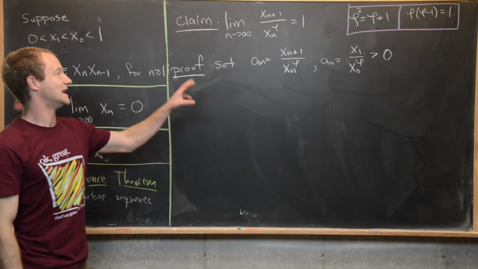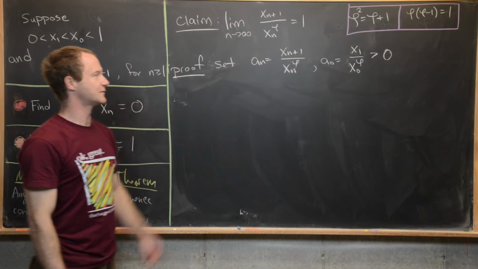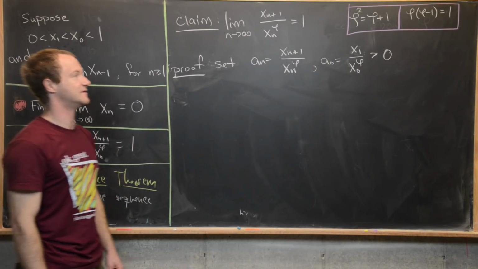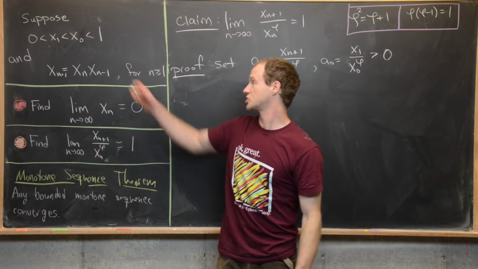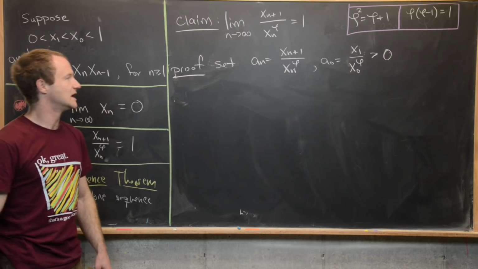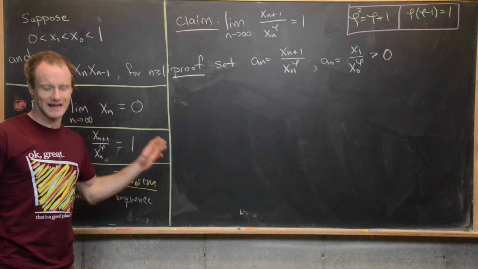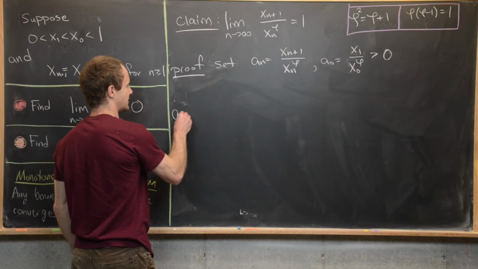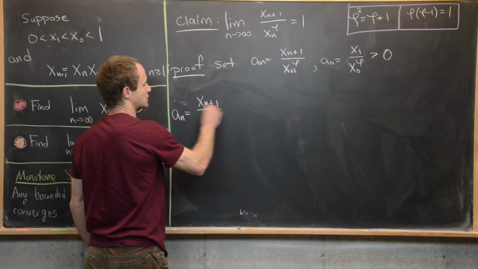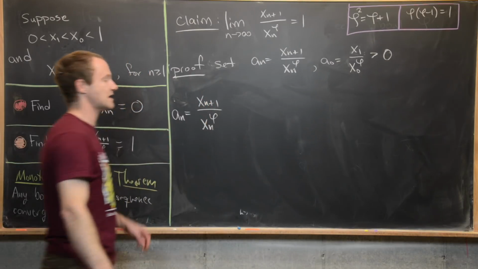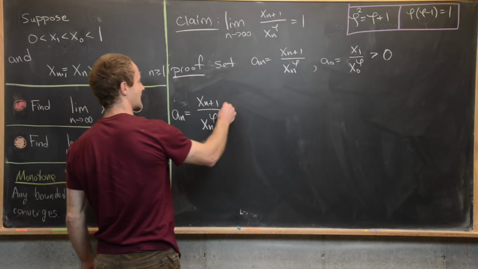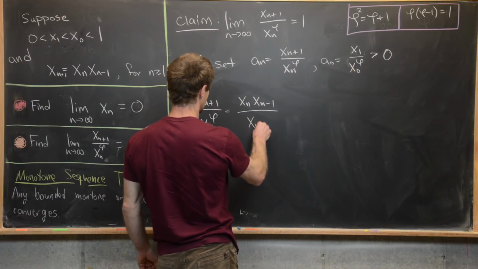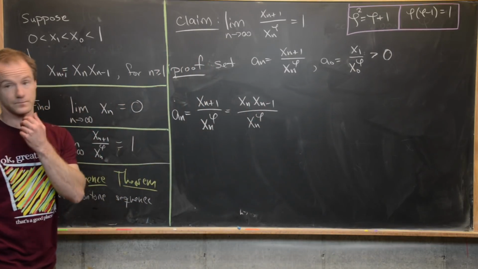Okay, good. And now what I'll do is use some of the special properties of phi along with this recursion that defines the sequence x sub n in order to write a sub n in terms of earlier parts of the sequence. So let's go ahead and do that. So we've got a sub n, so that's equal to x sub n plus 1 over x sub n to the phi. Next, I want to take this x sub n plus 1 and write it as x sub n times x sub n minus 1. That's going to be over x sub n to the phi.